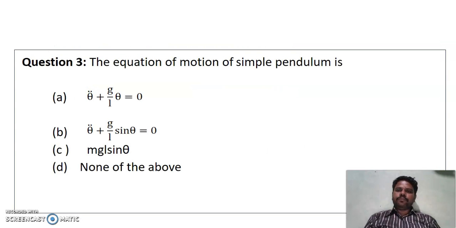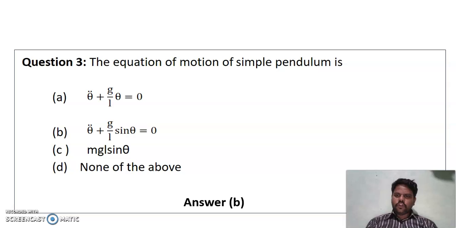Question number 3. The equation of a simple pendulum is option A, theta double dot plus g by L theta is equal to 0. Option B, theta double dot plus g by L sine theta is equal to 0. Option C, mgl sine theta. Option D, none of the above. So the option is B.